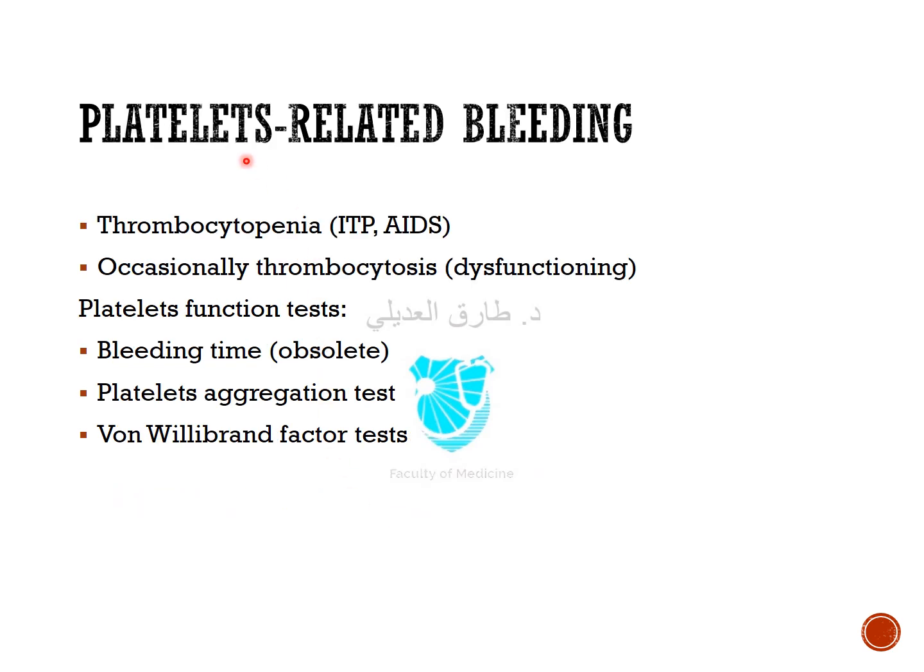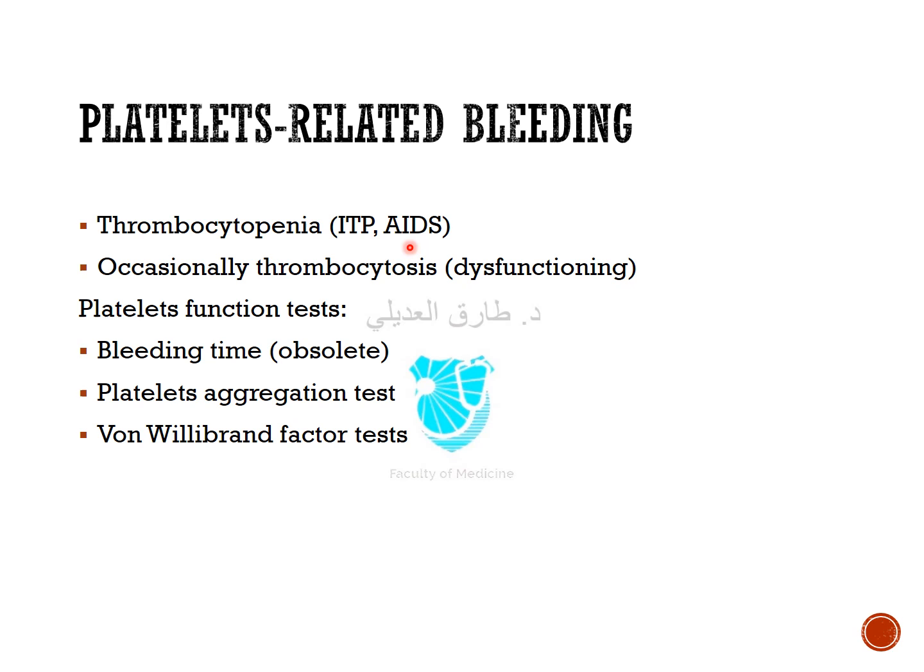Now we will talk about platelets-related bleeding. Bleeding secondary to platelet disorders. It can result from a numeric problem, like a decrease in the number of the platelets, and we call it thrombocytopenia. The most common disease is called immune thrombocytopenic purpura. We are going to talk about it.